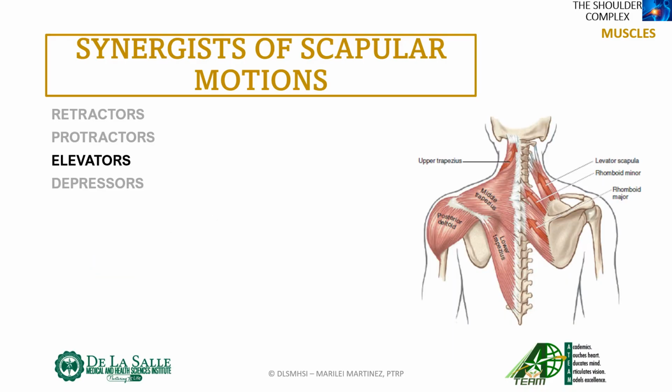For the elevators of the scapula at the scapulothoracic joint, we have your upper trapezius. For the picture, it's located here, but if we are pertaining to the elevation, for example, of the right scapula, it's the right upper trapezius, okay? So the right upper trapezius, let's try to draw it.